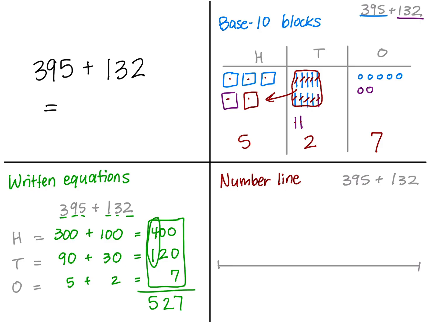Lastly, on the number line, this is an open number line, so I'm going to start by putting my biggest number at the beginning of the number line. Then I'm going to split the other number by its place value for me to add. I'm going to start with the biggest part first, 100, so that would give me 495. Then I'm going to add 30.